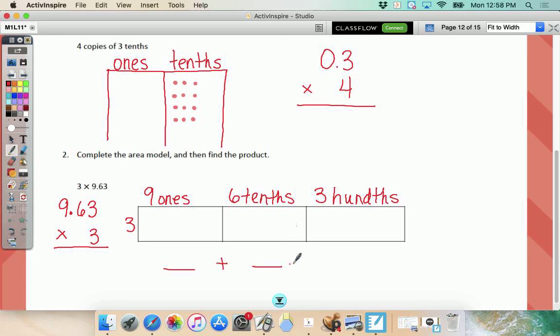Okay, so you're going to bring this to me when you get finished. And then if we have extra time, get on IXL and do I-8. Okay? Good job.